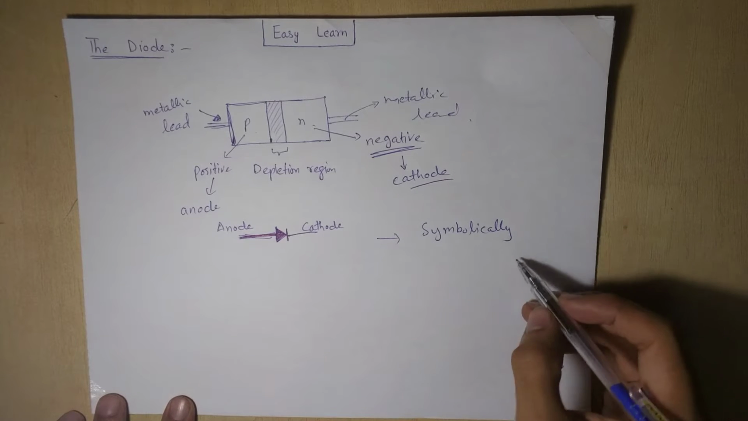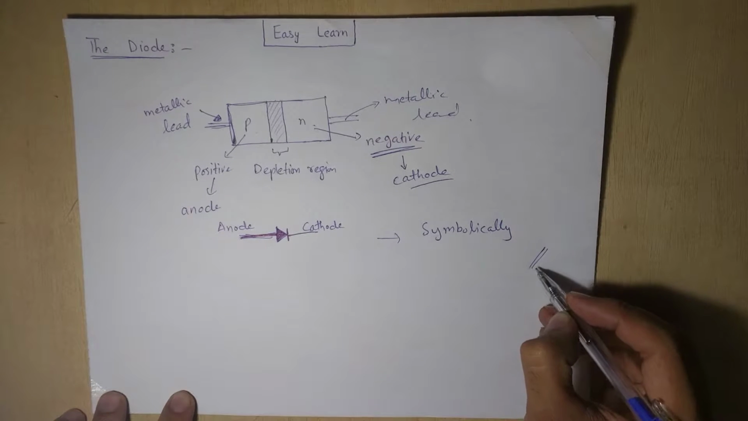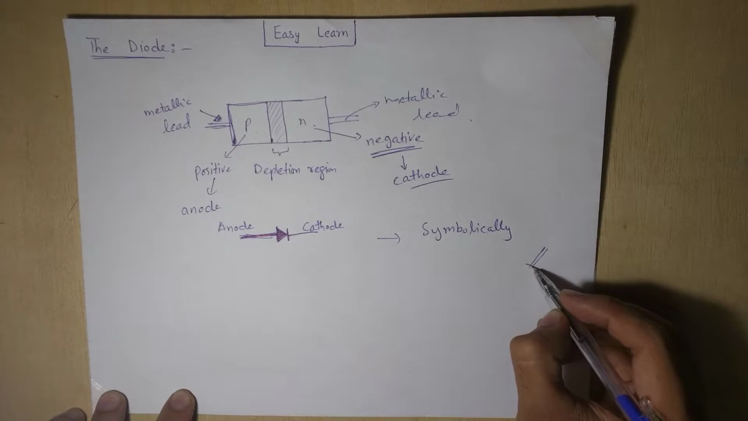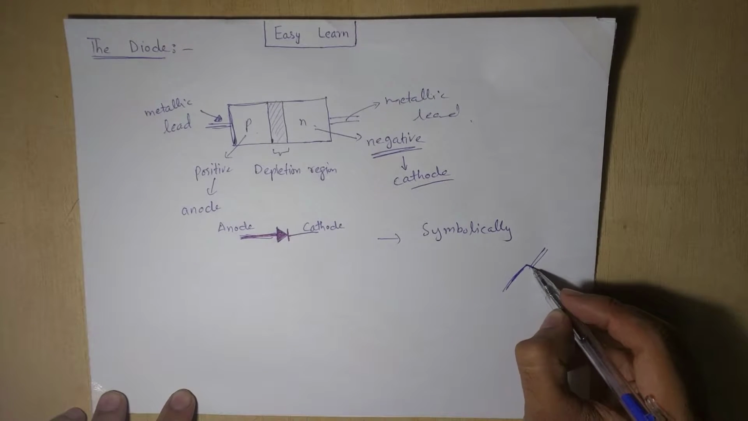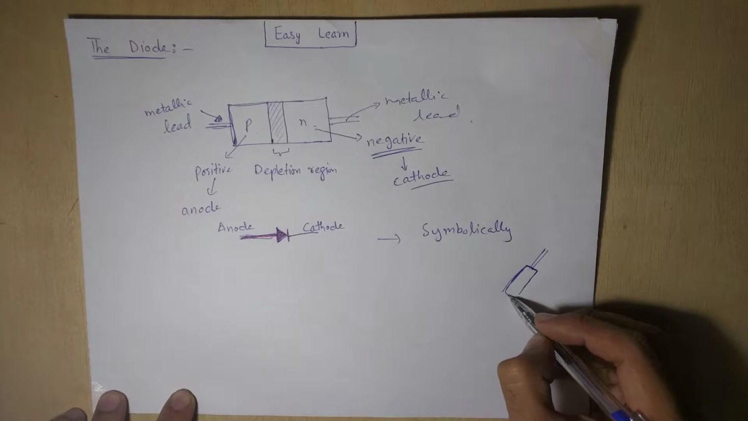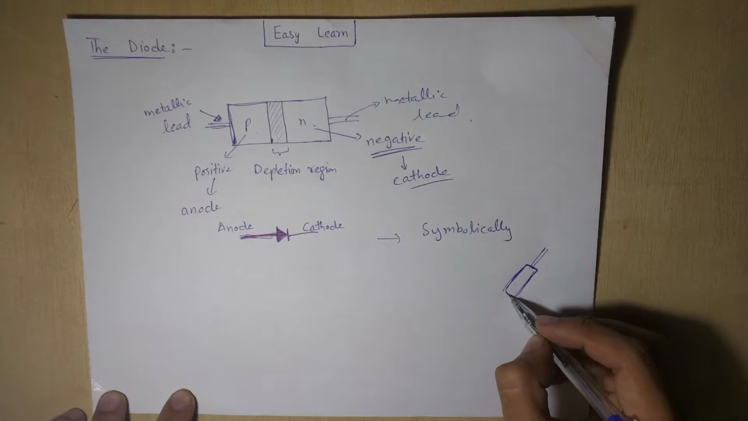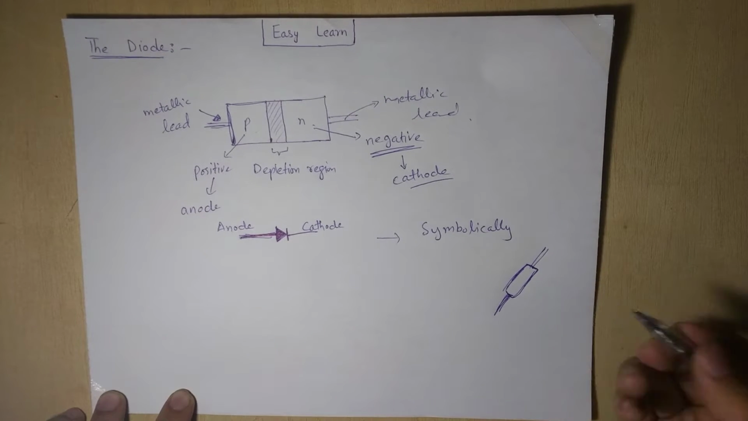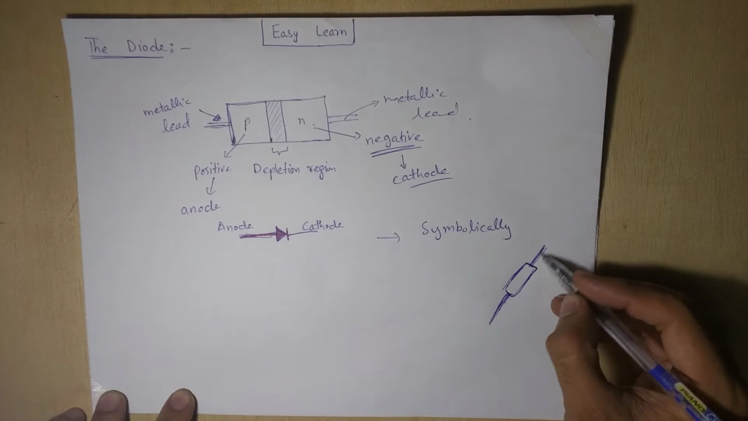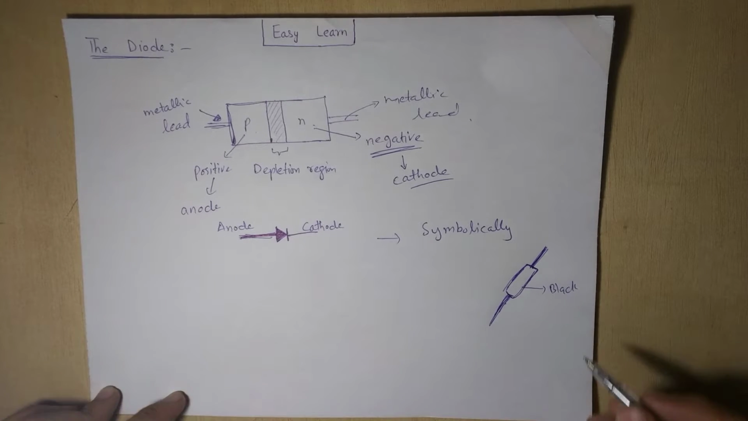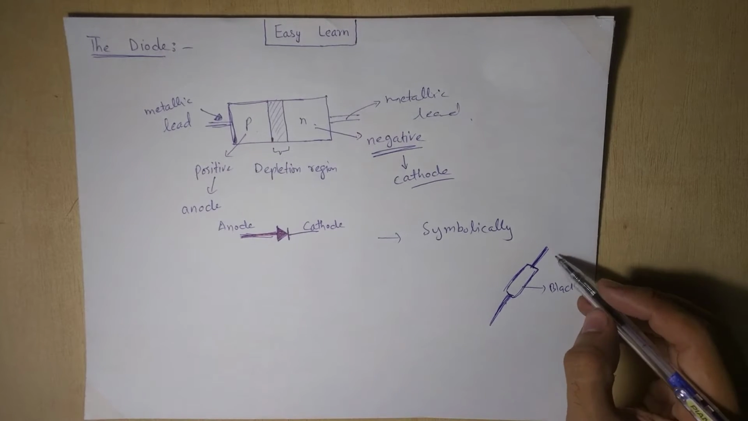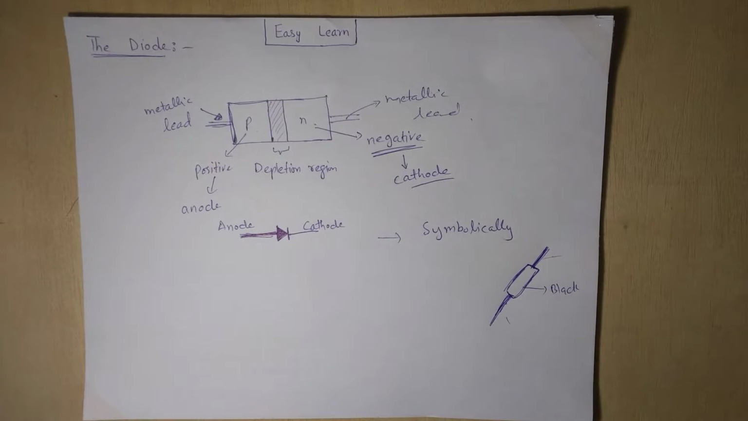For example, let's draw a rough diagram of how diodes are available nowadays. I am going to draw a very common diode that is used in most circuits. This is usually black, and it has two pins. How do we identify which side is positive, or P type, or N type?